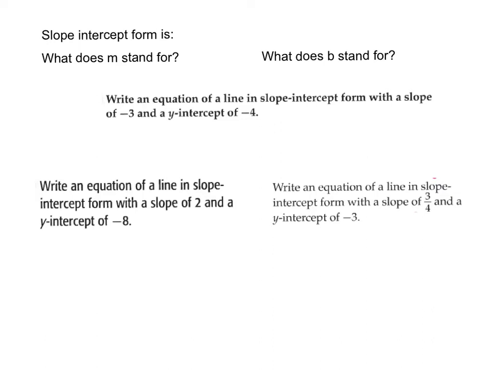So let's recall slope-intercept form. Slope-intercept form says y equals mx plus b. Okay? Do you remember what m stands for? M is the slope of the line, and that is always the coefficient of x. That is always the number in front of x.